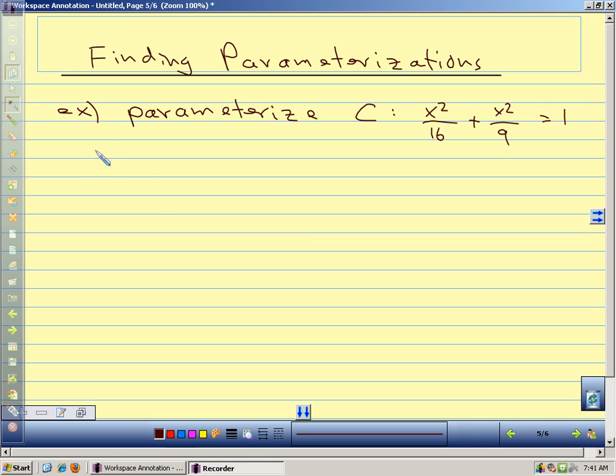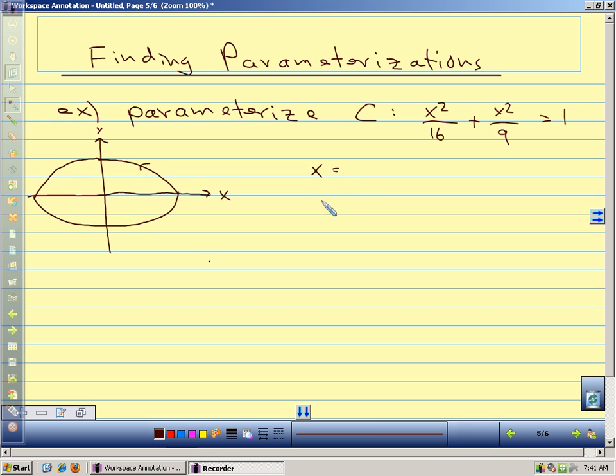So first of all, what is this curve? Circle? Ellipse. All right. And our major axis is vertical or horizontal? Horizontal. So if I drew an ellipse here, something like this, we'll parameterize it going counterclockwise. So what would be a good parameterization for this ellipse?